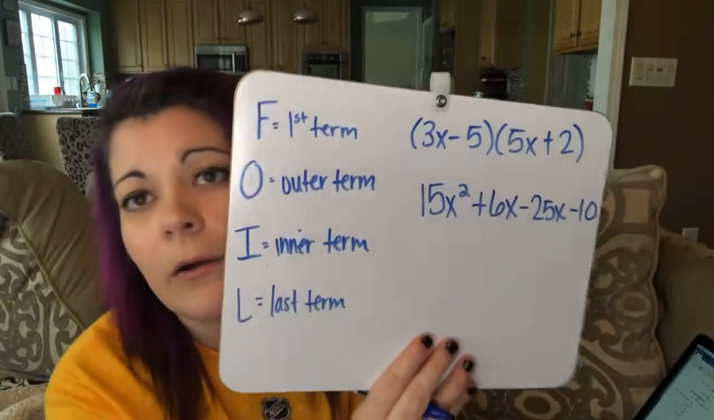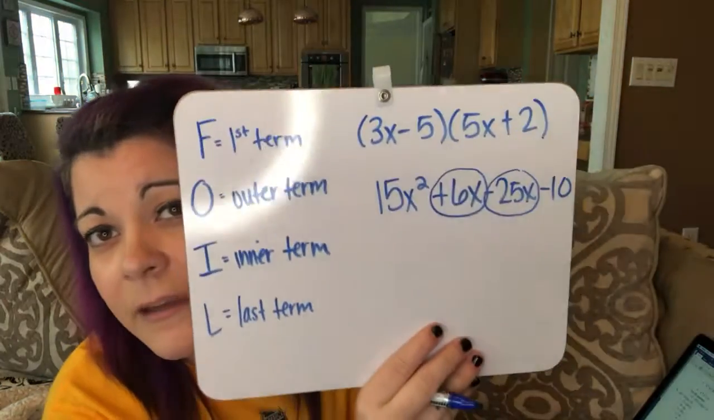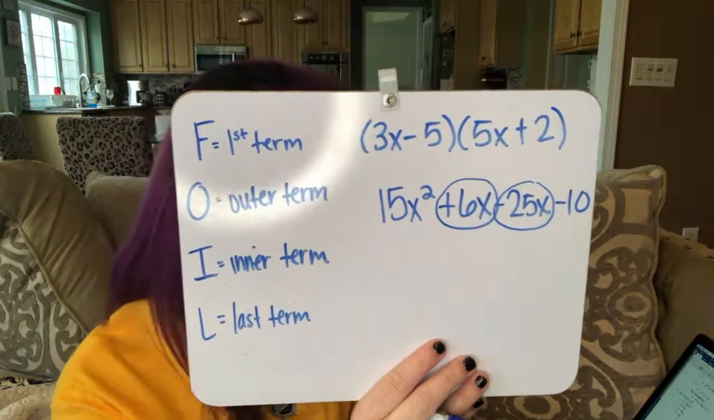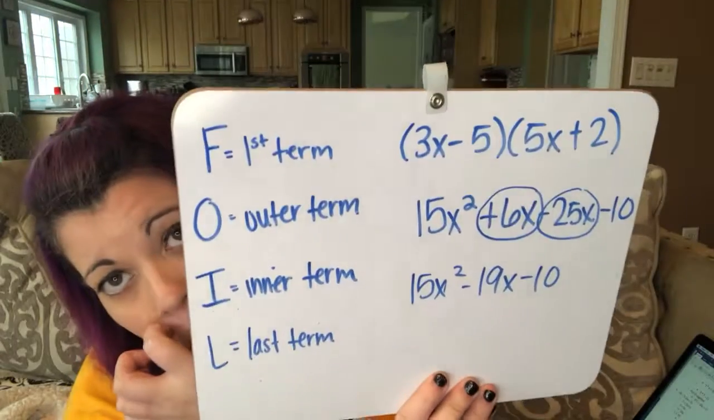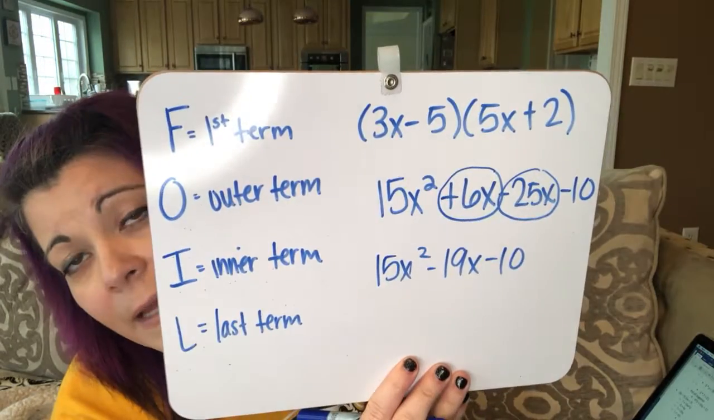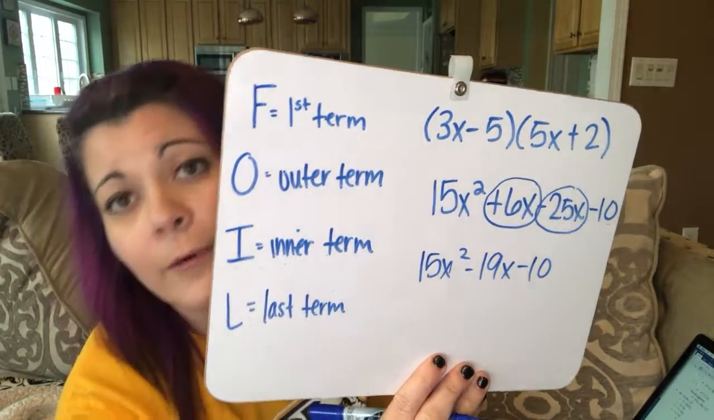And again, we should be able to combine those middle terms. We have a plus 6x minus 25x. So that is a positive 6 minus 25. And a positive 6 minus 25 is a negative 19. So we would do 15x squared, negative 19 would be just minus 19x, and then we have our minus 10. So 15x squared minus 19x minus 10, and that is how you use the FOIL system.